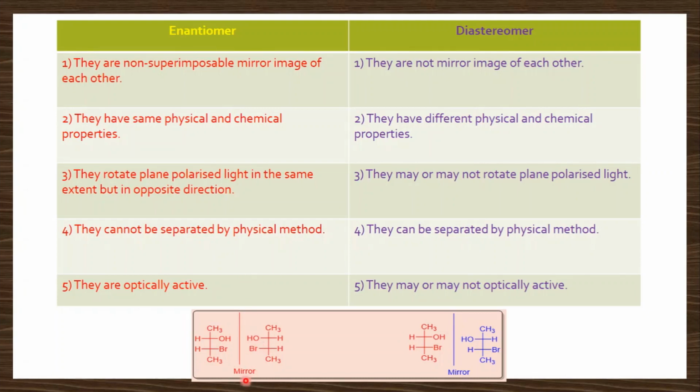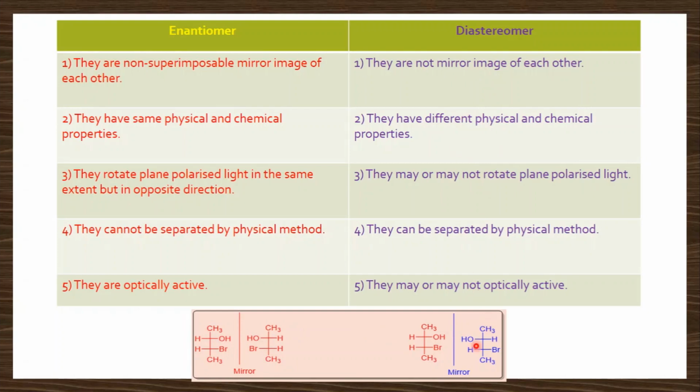These two are non-superimposable mirror images of each other. They have the same physical and chemical properties. They rotate plane polarized light to the same extent but in opposite directions. One rotates to the right-hand side and the other to the left-hand side. They cannot be separated by physical methods, and both are optically active.